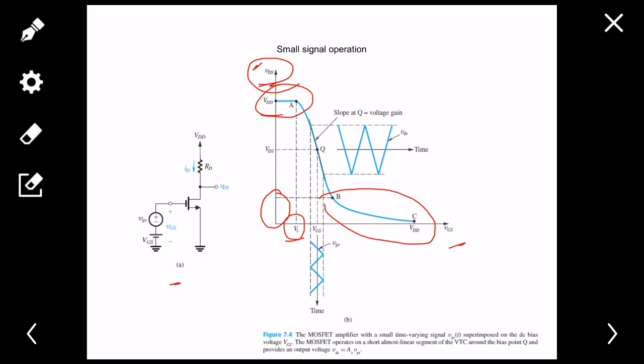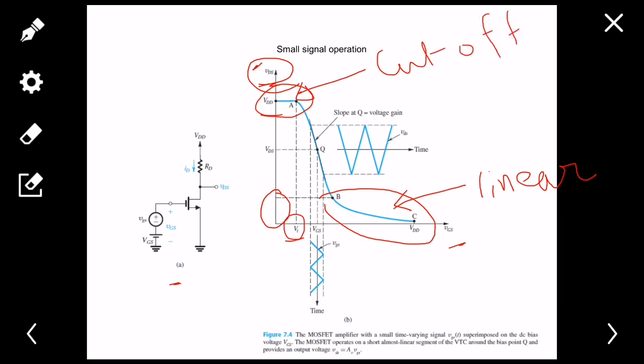Now, this region should be linear. This region was cut off, and this region is saturation, right? So now let's arbitrarily take an operating point, that is this Q right here.